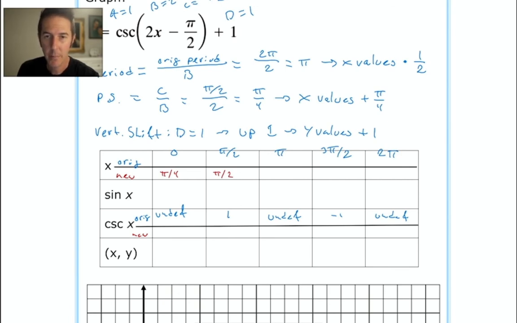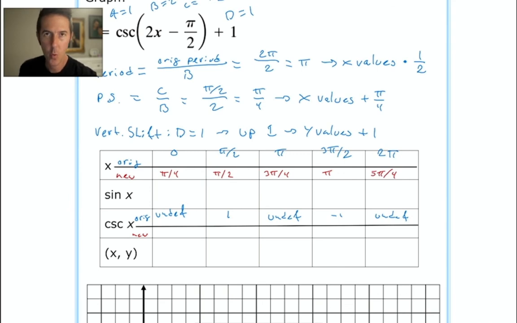And then we move to pi. Pi times 1/2 is pi/2, plus pi/4 makes 3 pi/4. And then 3 pi/2 times 1/2 makes 3 pi/4, plus pi/4 makes 4 pi/4, which is equal to pi. 1 pi/4, 2 pi/4, 3 pi/4, 4 pi/4. Can you guess what the next x coordinate's going to be? 5 pi over 4 it is.